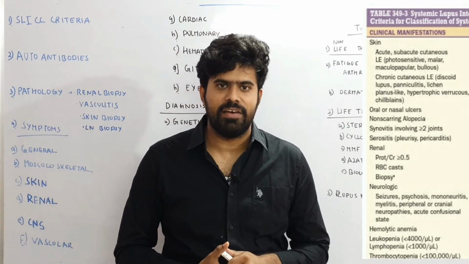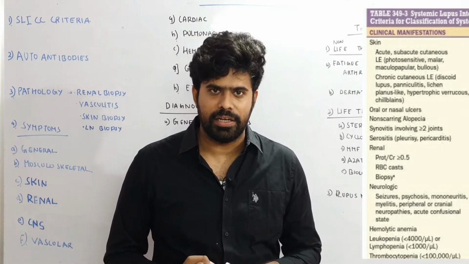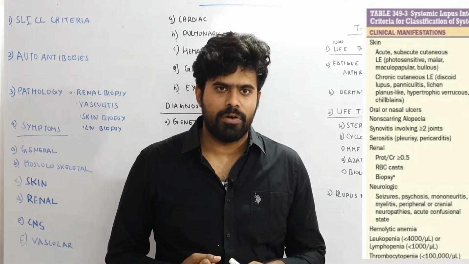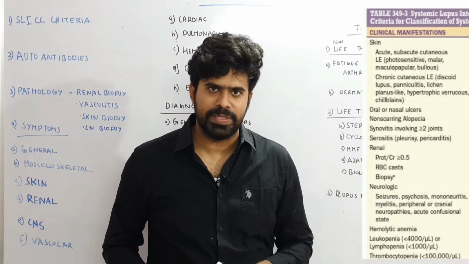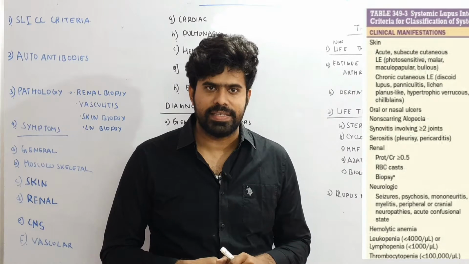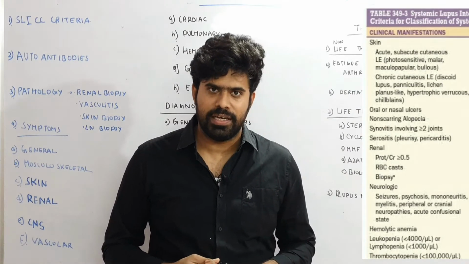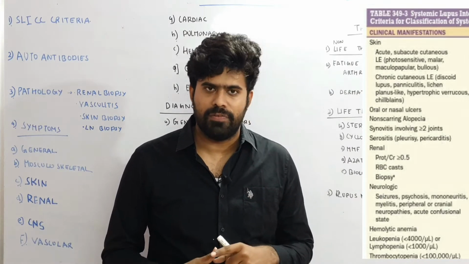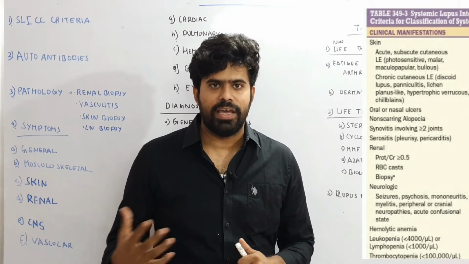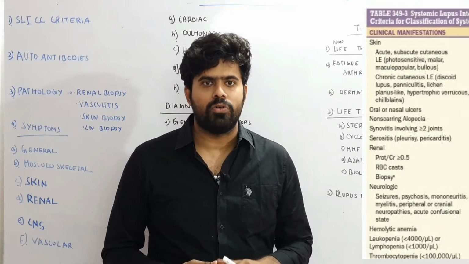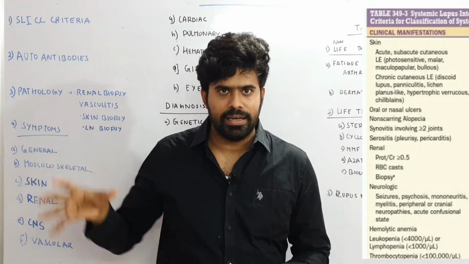Or the patient can have evidence of renal involvement in the form of increased protein creatinine ratio more than 0.5, or in the form of RBC cast in urine, or in the form of any abnormal renal biopsy. And the CNS findings in the form of depression, psychosis, acute confusional state, presence of cranial neuropathy or peripheral neuropathy or myelitis. This is the CNS manifestation. Finally, the presence of anemia, leukopenia, lymphopenia or thrombocytopenia. This is the major clinical criteria.